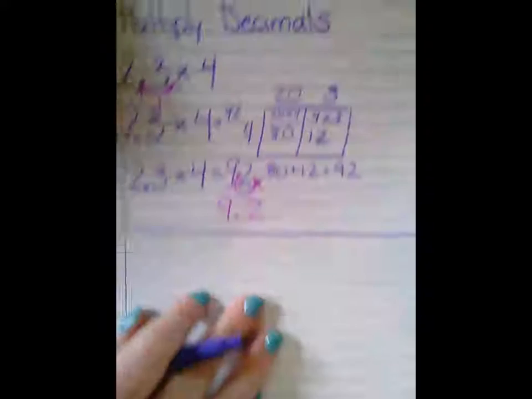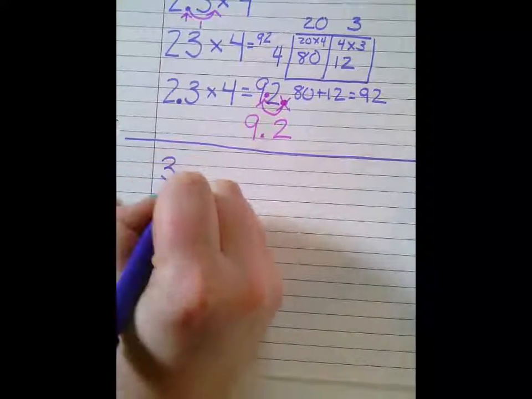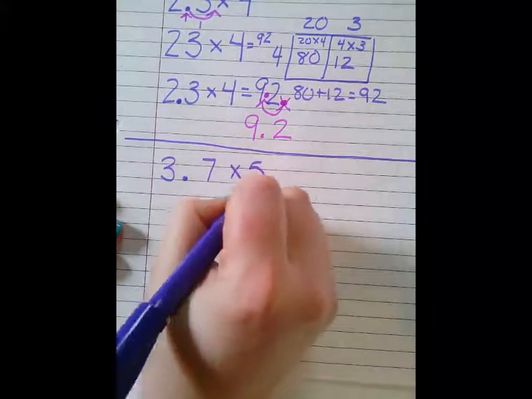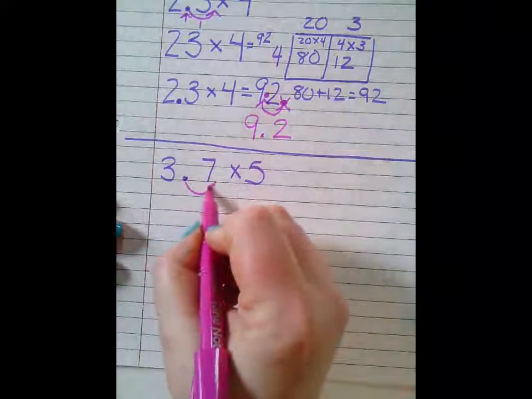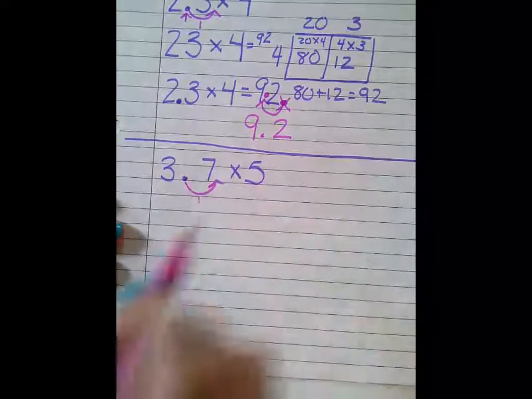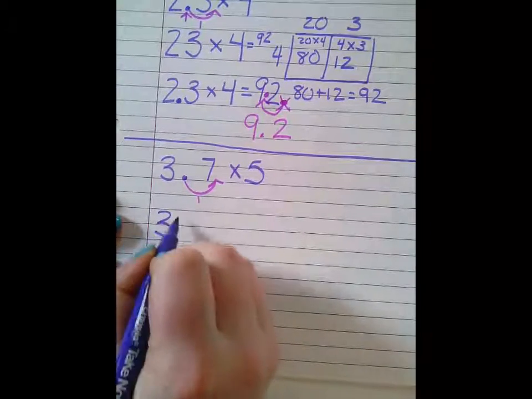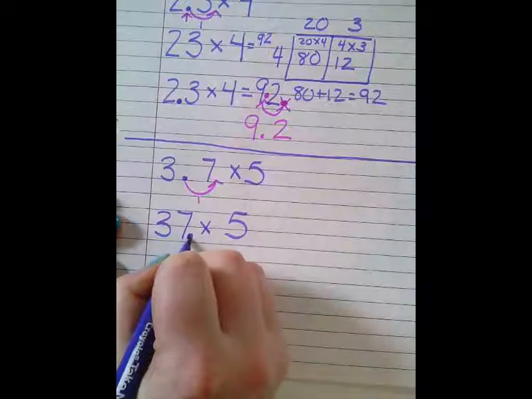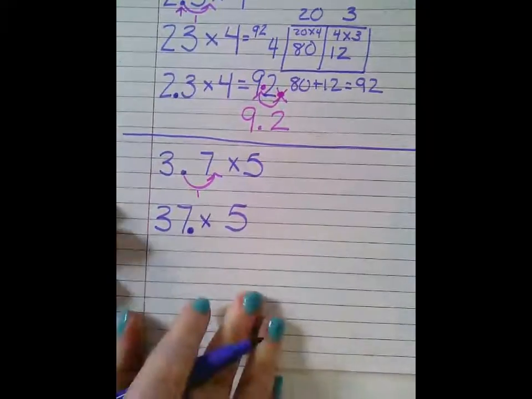So if we have the number 3 7/10 times 5, we're going to move that decimal point over one space to the right to make it a whole number, which would make it 37 times 5. Now remember, that decimal point is moved here, which still keeps this as a whole number.